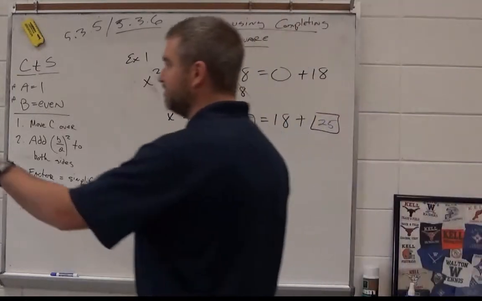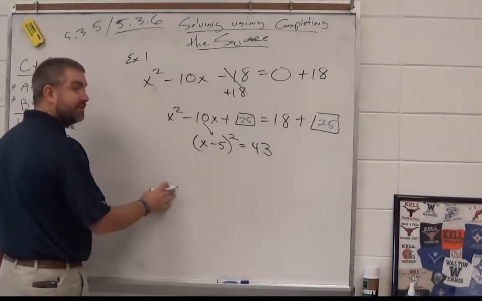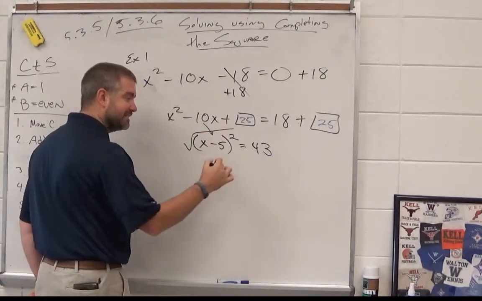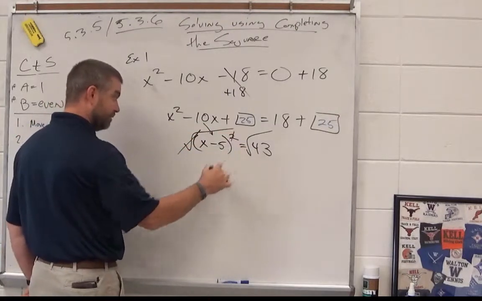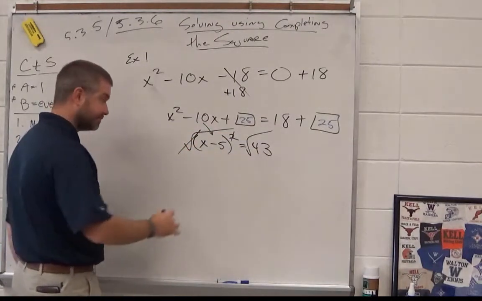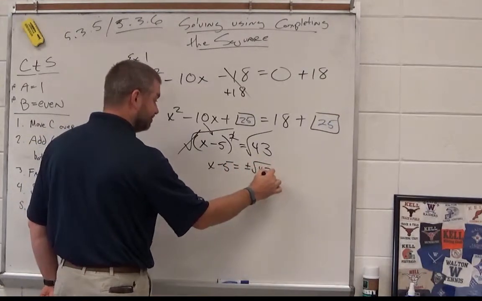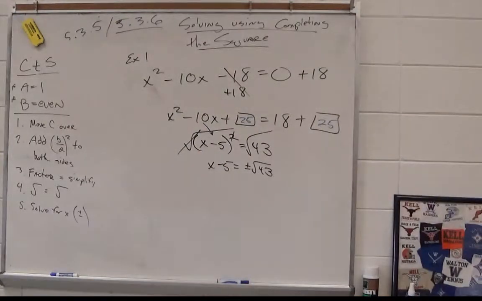Now this problem is very similar to the ones we did in 5.3.2 that we solved using square roots. If I have stuff squared is equal to 43, watch how easy this is. Are you ready? Square root the left-hand side, square root the right-hand side. The square root and the square cancel out. And I got x minus 5 is equal to plus or minus root 43. Does 43 break down? No, it's prime. 43 is prime, it doesn't break down.